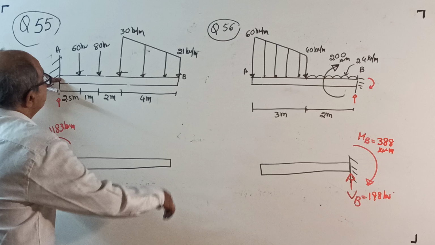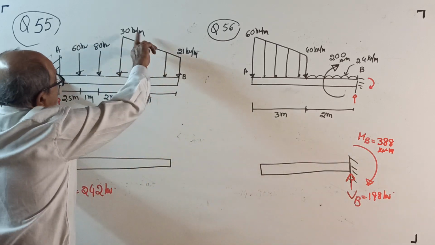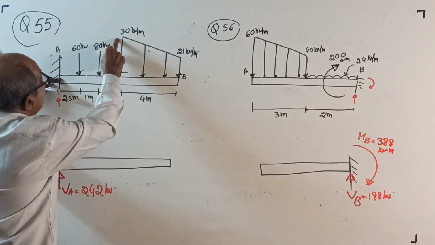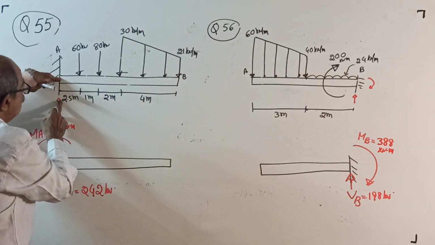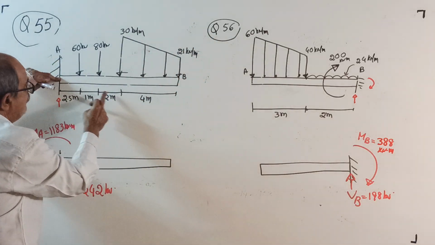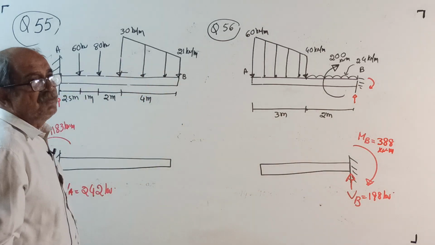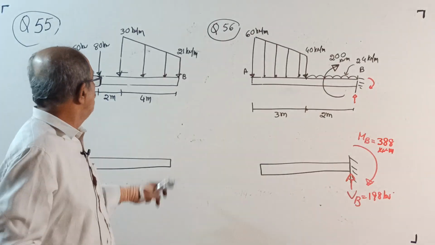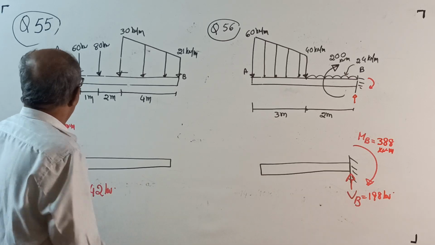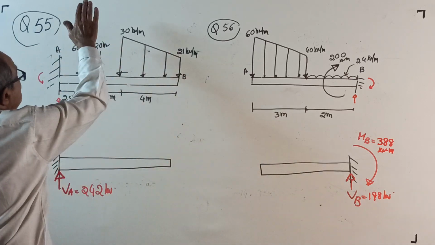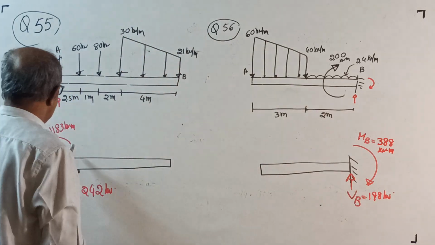Take moment about A. Plus 60 into 2.5 plus 80 into 3.5 plus load. 30 plus 21 divided by 2 into 4 is the total load into 2.5 plus 1, 3.5 plus 2, 5.5. 5.5 plus this distance is 30 plus twice of 21 divided by 30 plus 21 into 4 by 3. I got the MA value. Sigma V equals 0: plus VA minus 60 minus 80 minus only the load 30 plus 21 divided by 2 into 4, you get VA.